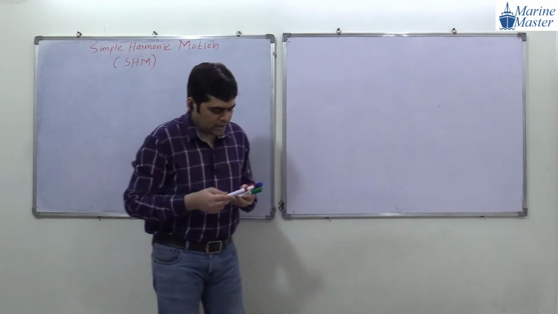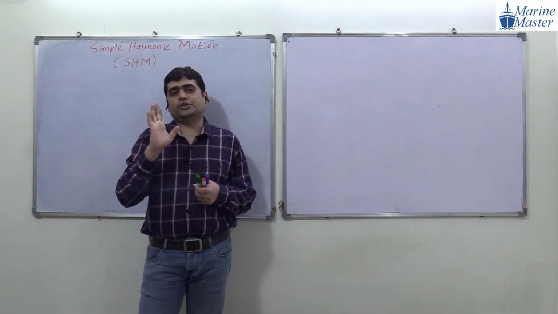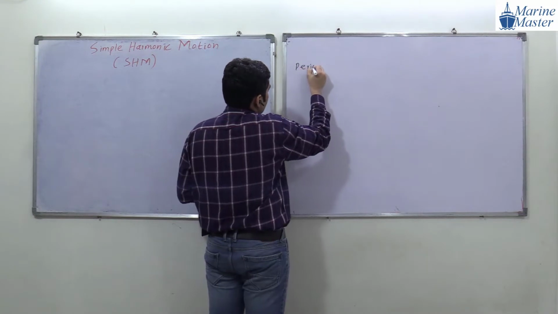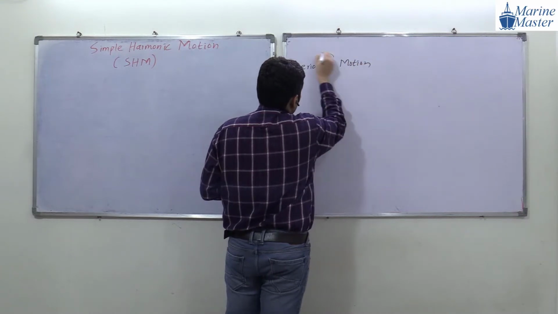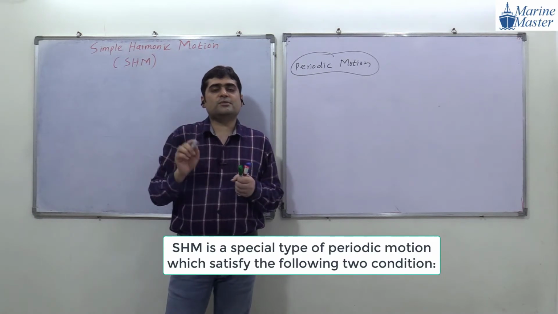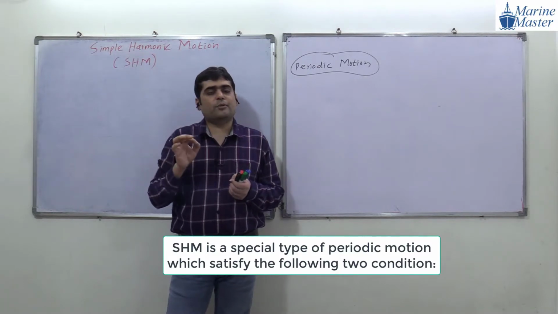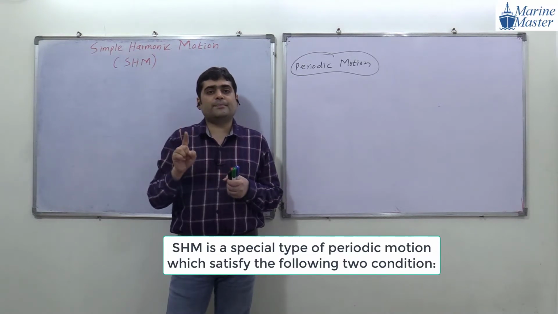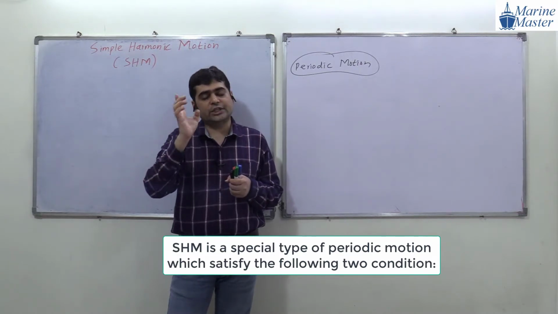Now guys, we have to write down a few theory points. What is meant by SHM? SHM is a special type of periodic motion. Everyone, please write it down: SHM is a special type of periodic motion which satisfies the following two conditions.